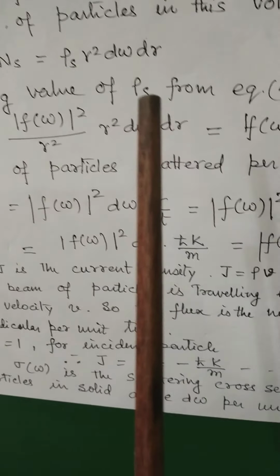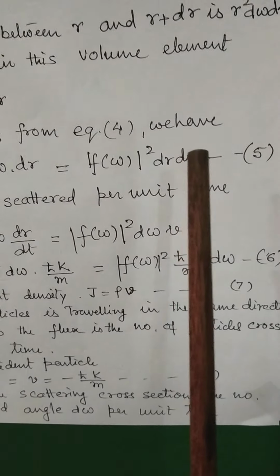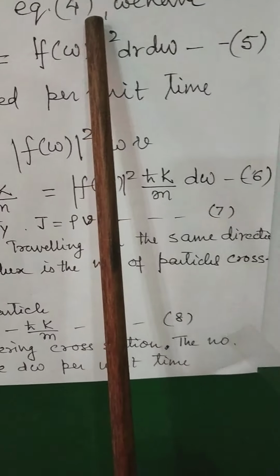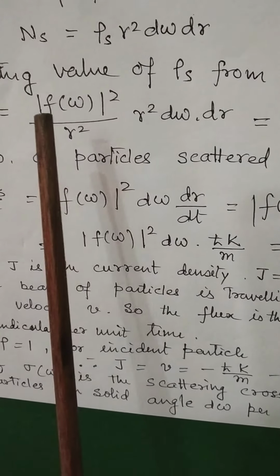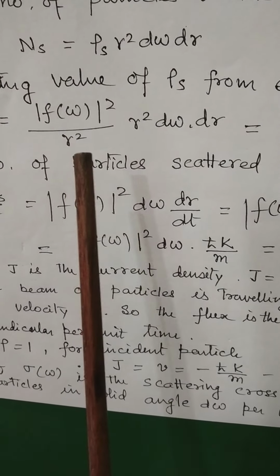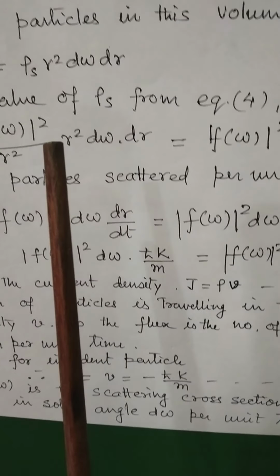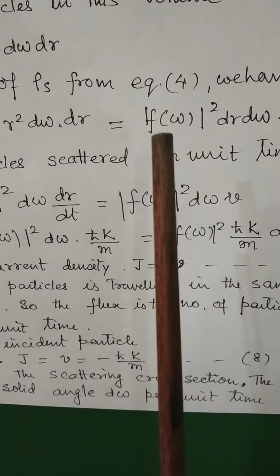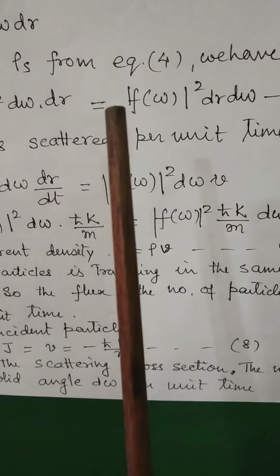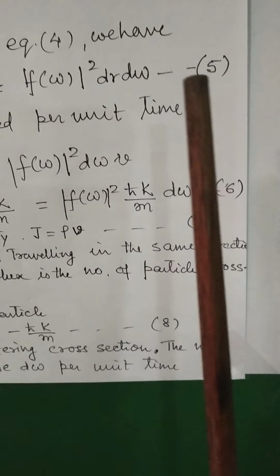Now substituting the value of rho s from equation 4, this is the value of rho s. We have ns equal to the absolute value of f function of omega whole square upon r square, multiplied by r square d omega multiplied by dr, which is equal to f function of omega whole square dr into d omega. Let it be equation number 5.